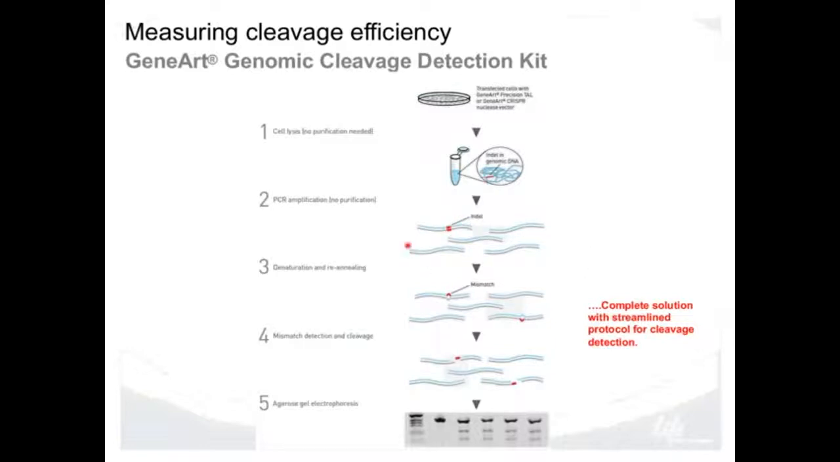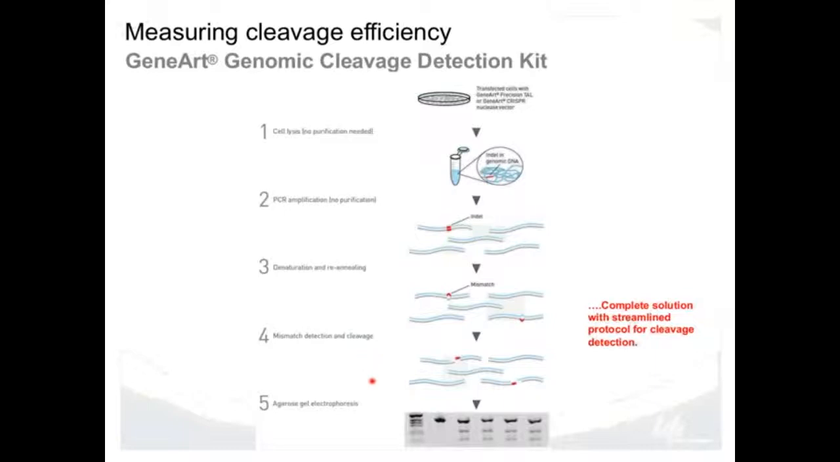Now we can melt this pool and let it re-anneal, in which case the mismatched or the indel strand will re-anneal with a wild type strand, generally. This creates a mismatch bubble. To this, we can add our mismatch detection endonuclease enzyme that recognizes these bubbles specifically and cuts. And so then we have a pool of PCR products, some which are full length, which don't have an indel, some that are cut, indicating they contain this lesion.